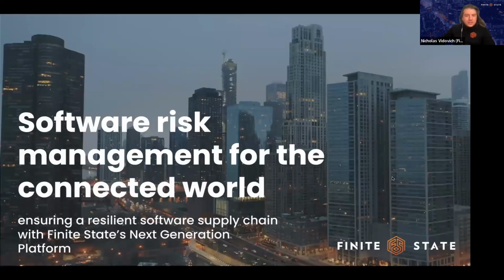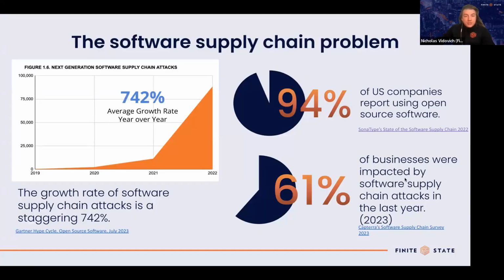All right. So about Finite State, this is software risk management for the connected world. Our mission here at Finite State is literally to make the world a safer place. So we're really working on building the single pane of glass where you can work on your SBOMs and do SBOM management and also correlate that with other security information so that you can have good visibility across all of your products, the entire software development lifecycle, and incident response. We're really focused on solving these huge supply chain problems.